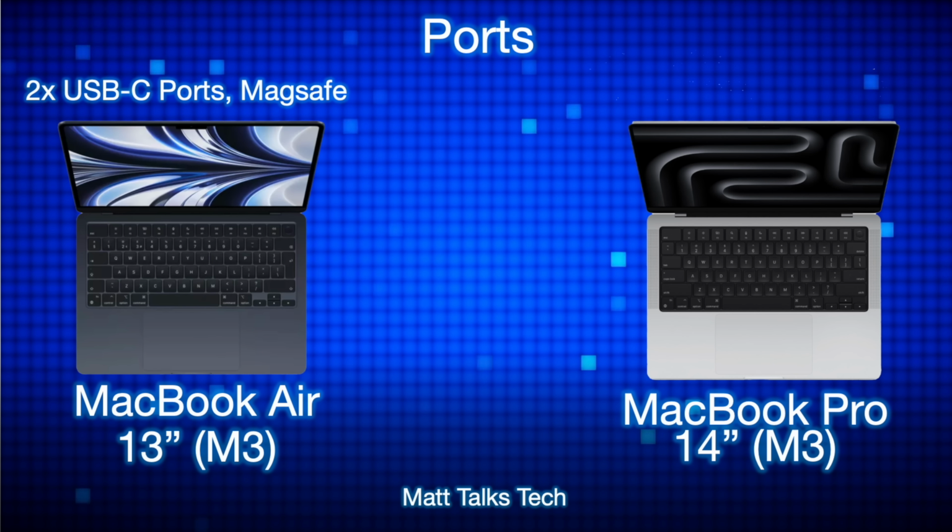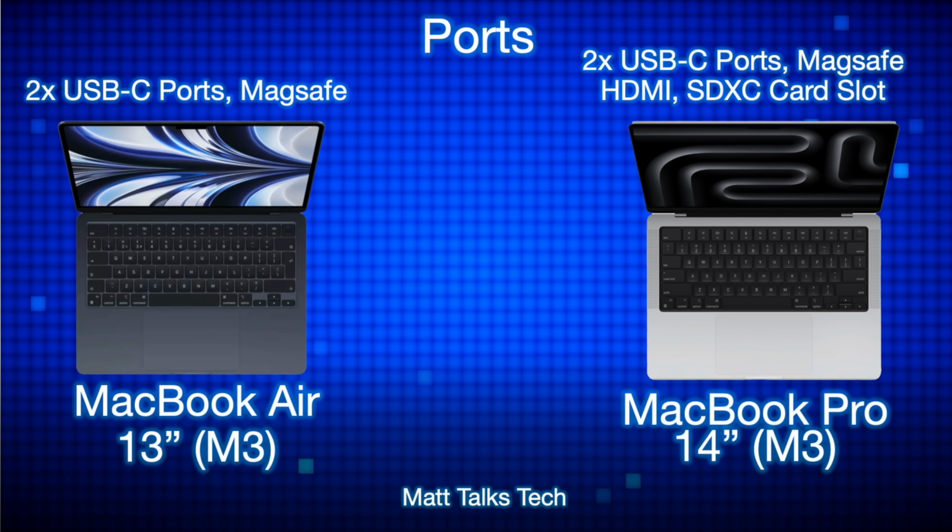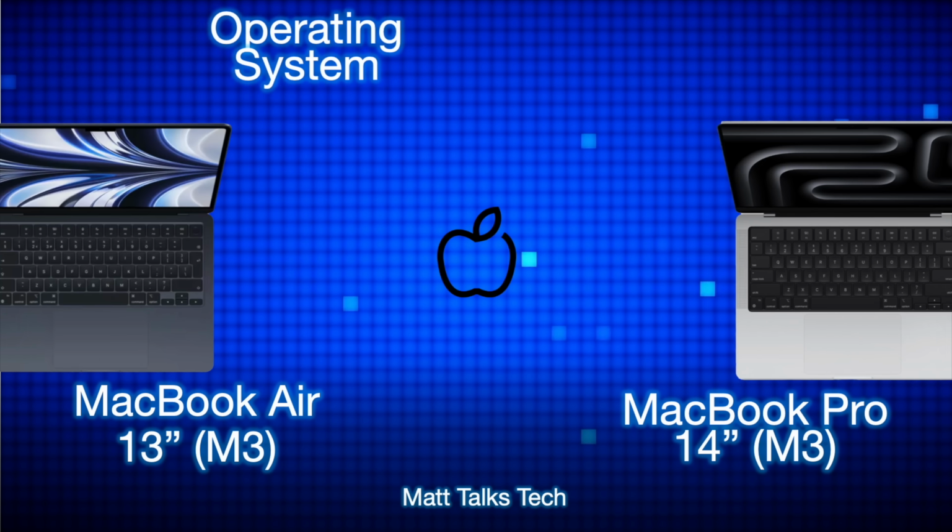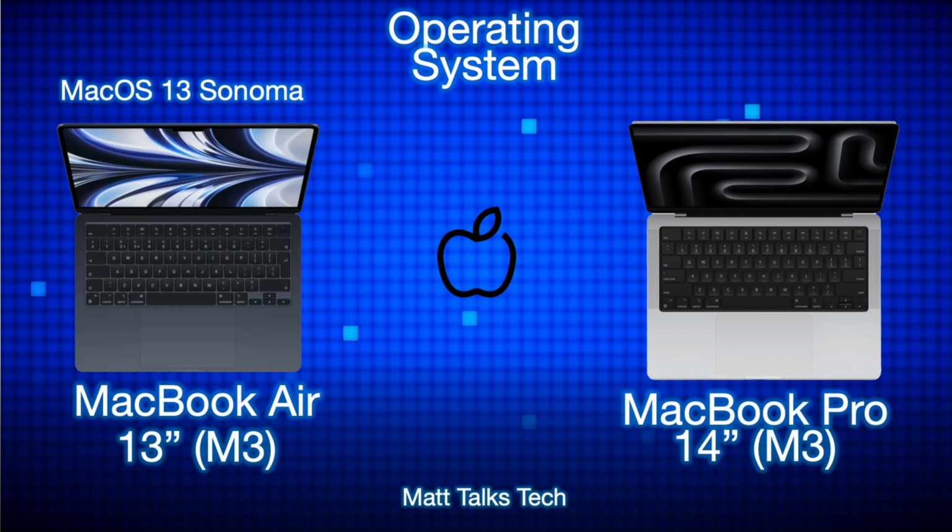Then for ports, there are some differences here. We only get 2 USB-C ports, which are USB 4 and Thunderbolt 4, on the MacBook Air 13-inch, and we also have the MagSafe charging port. Whereas on the MacBook Pro 14-inch, we still get the 2 USB-C ports, but we also get HDMI and an SDXC card slot, so an SD card slot too, which is quite helpful, and of course we still get MagSafe as well.